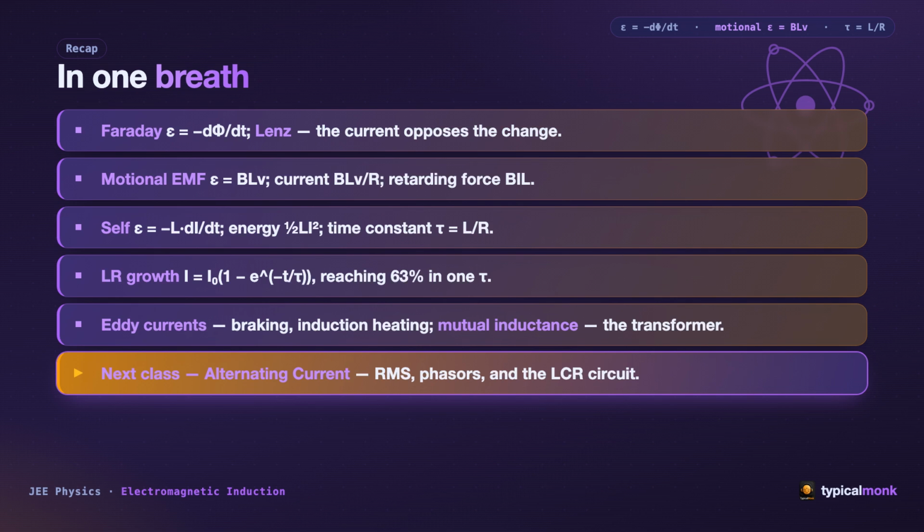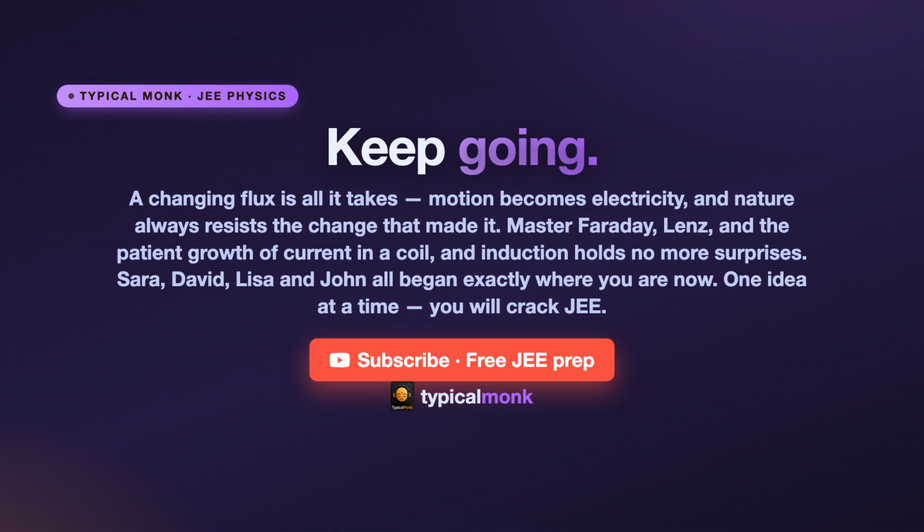Next class, alternating current, the root mean square values, phasors, and the LCR circuit. A change in flux is all it takes. Motion becomes electricity, and nature always resists the change that made it. Now master Faraday, Lenz, and the patient growth of current in a coil, and induction holds no more surprises.